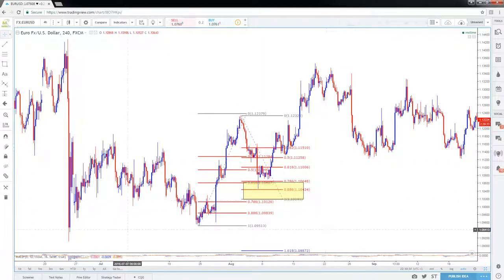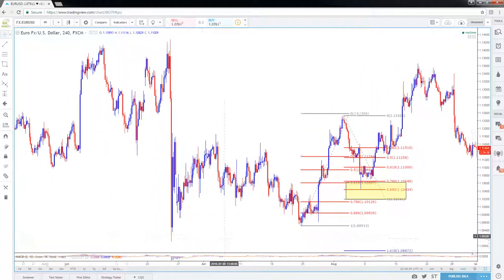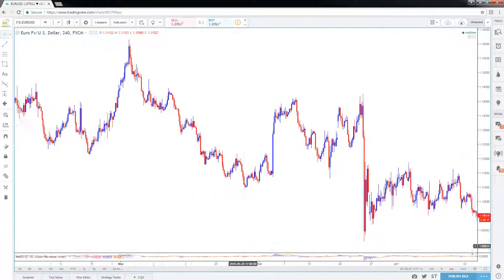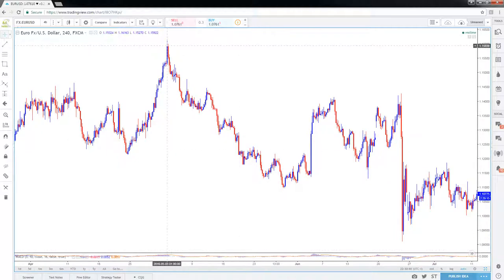You've got to excuse me for some of the terminology I use. I'm just trying to express to you some ideas while we're just sitting here looking at some charts. So let's take a look.